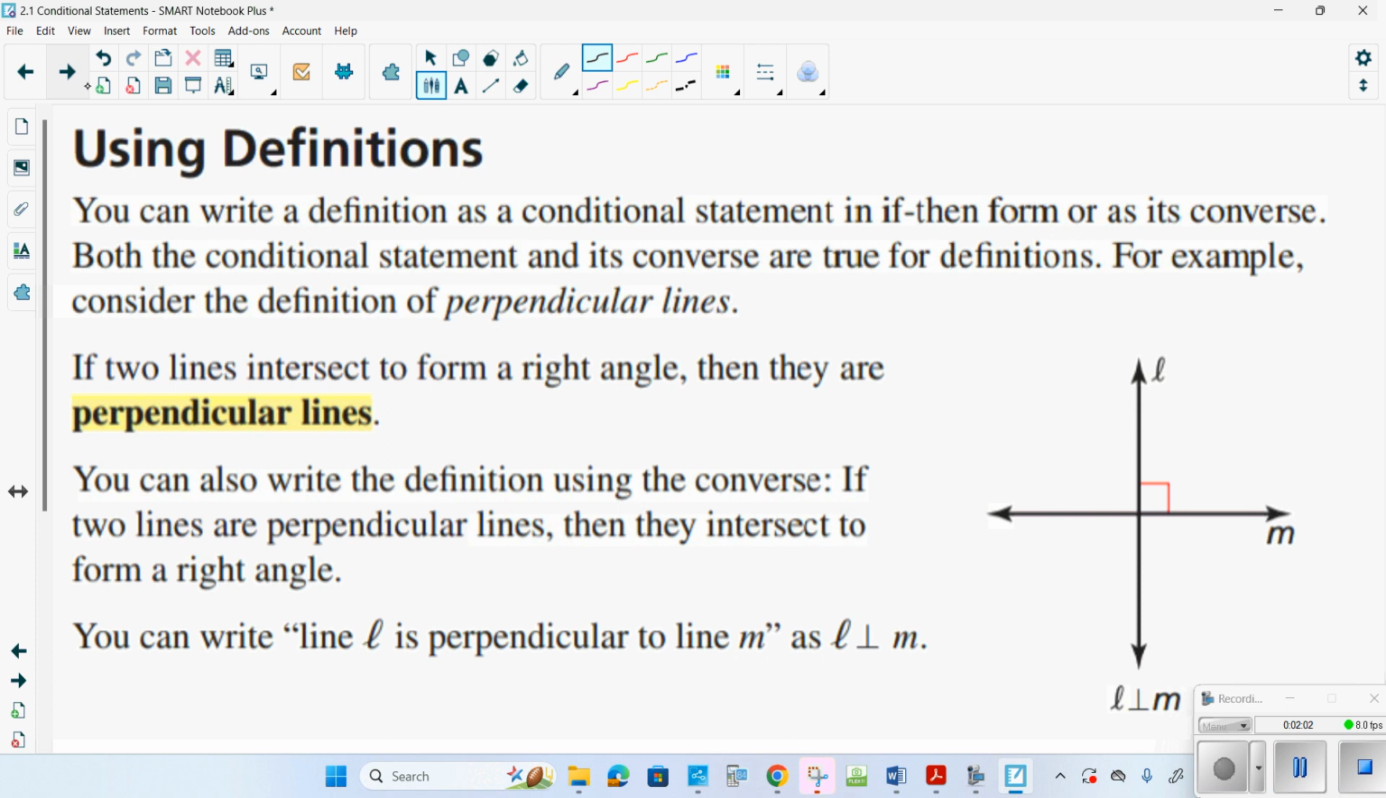For example, consider the definition of a perpendicular line. If two lines intersect to form a right angle, then they are perpendicular lines. The converse of that would be: if two lines are perpendicular lines, then they intersect at right angles. And for our purposes now, we're going to start teaching you some symbols. This would be the symbol for perpendicular. It's an upside down T. So it looks like basically two lines or two segments that make a right angle.